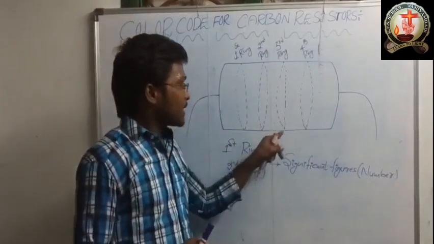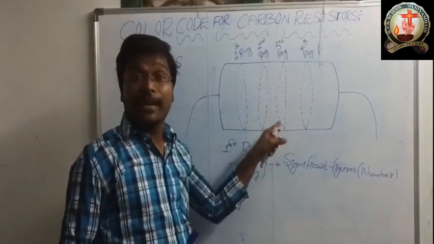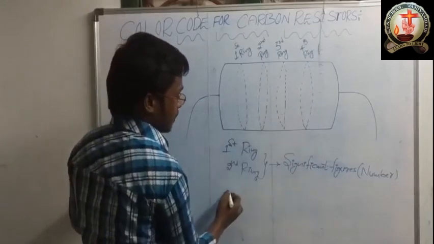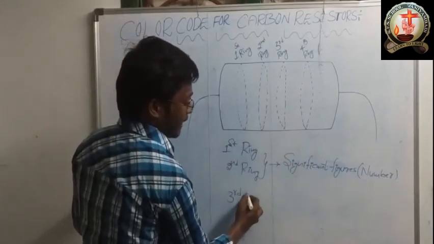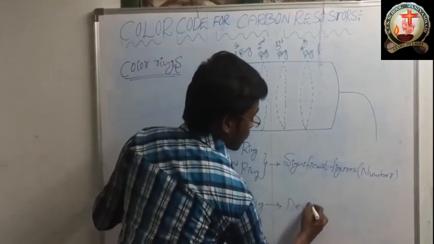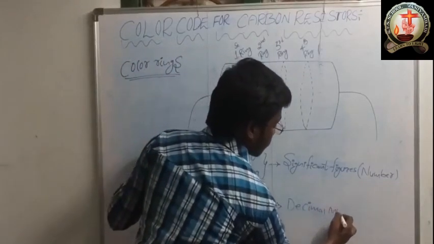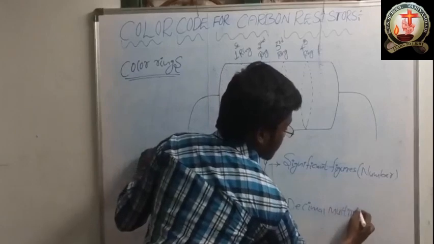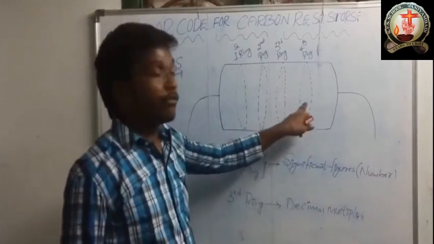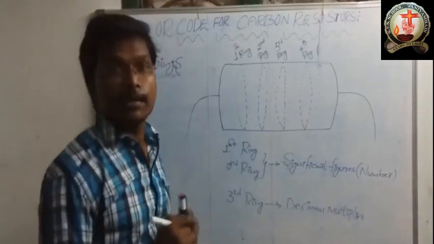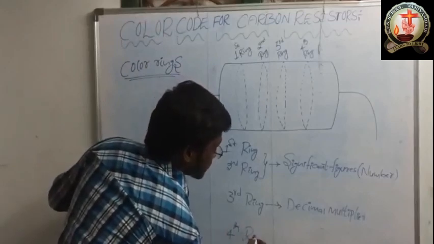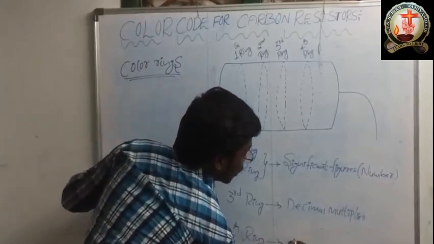Now, this third ring will indicate the decimal multiplier. Decimal multiplier. Okay, and this fourth ring will indicate the tolerance.